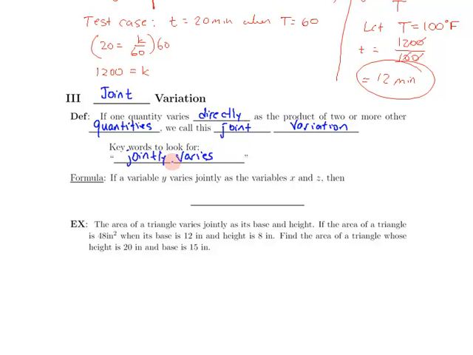Okay, now if a variable y varies jointly with x and z, then here's how we write the formula. It's y equals k. You always start with y equals k, or with one variable equals k. And because it's joint, it's the same as direct, it's multiply, but you just keep multiplying. There's always going to be just one k.